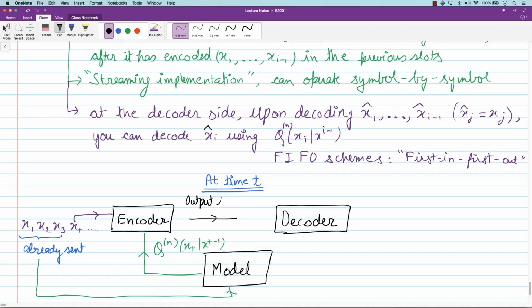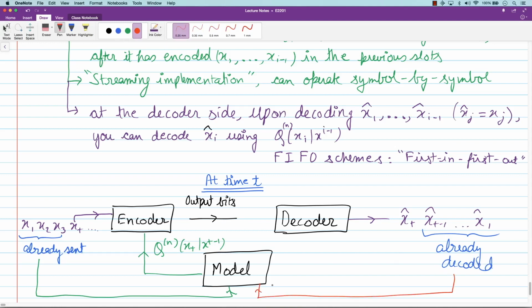Output compressed bits. And the decoder now applies the decoding algorithm to the same bits. The decoder, on its side, does the same thing. It's decoding those symbols one at a time. So it has already decoded xt hat, but before that it has already decoded all the previous ones. And once again, it can use these decoded symbols to access the model and get qn for the next symbol. So it knows the distribution that we are using for the next symbol once it has decoded all these.